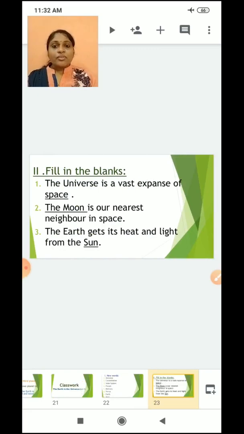The second Roman for your classwork is fill in the blanks. So what is the first one? The universe is a vast expanse of dash. So write the answer. The universe is a vast expanse of space. Are you writing, children? The universe is a vast expanse of space.